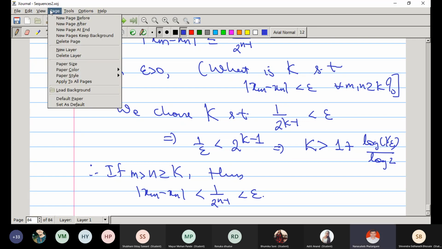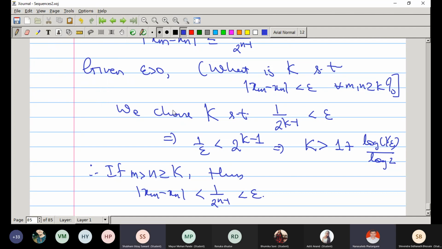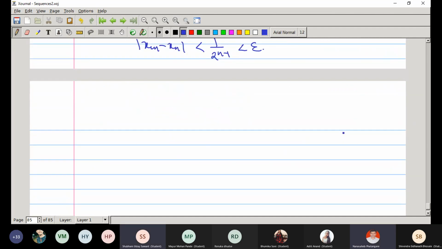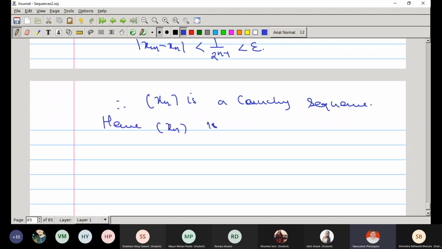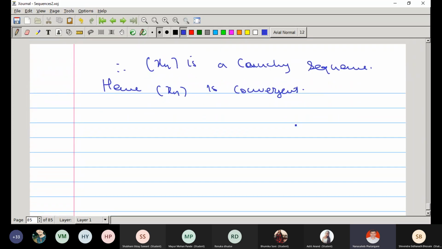And therefore, what is the conclusion of this? Sequence is Cauchy. Therefore, the sequence xn is a Cauchy sequence, and hence xn is convergent. Right, so xn is Cauchy and therefore it is convergent. And therefore the terms are complicated, but we can understand it is Cauchy. But there are more techniques to understand that.